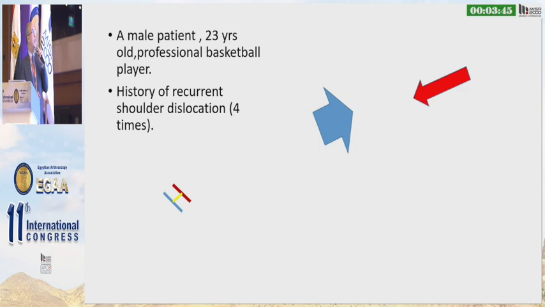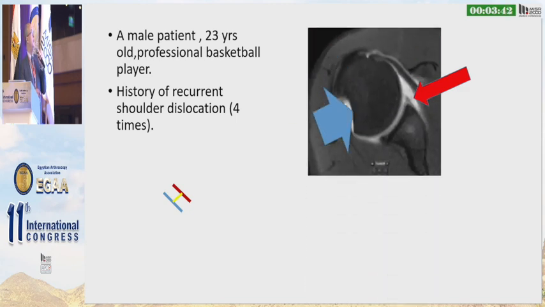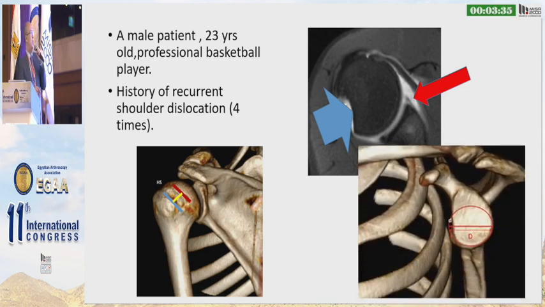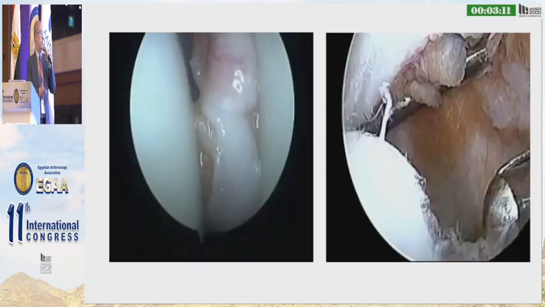Let's go to this clinical case scenario. This is a patient, 23 years old, a professional basketball player with a history of recurrent shoulder dislocation. As we can see from his radiology, measuring the Hill-Sachs interval and the glenoid track, it was found that the Hill-Sachs interval is more than the glenoid track, and consequently, the arthroscopic Bankart repair alone couldn't be the perfect solution, and the glenoid bone loss is less than 25%.